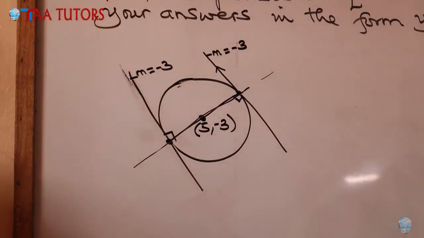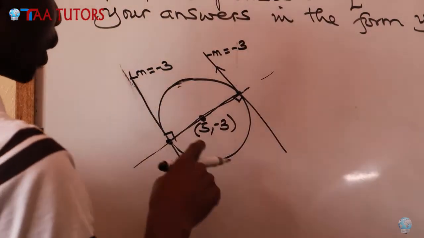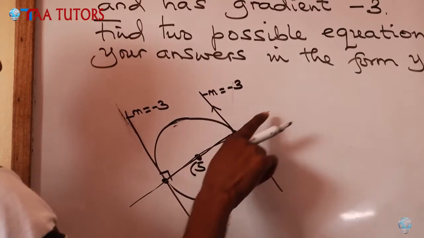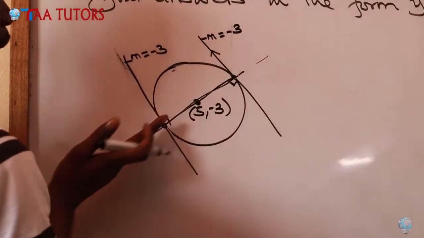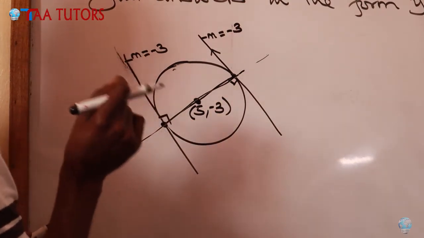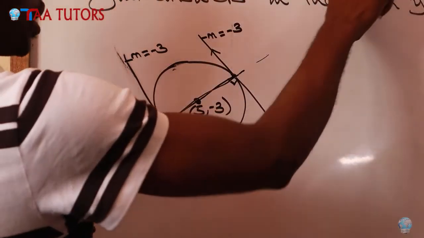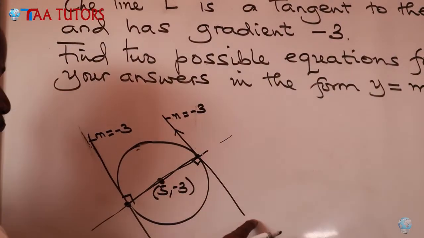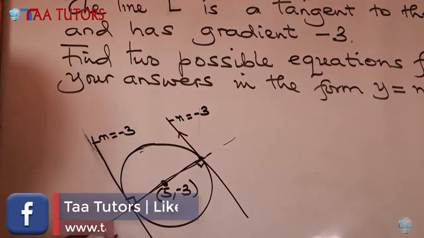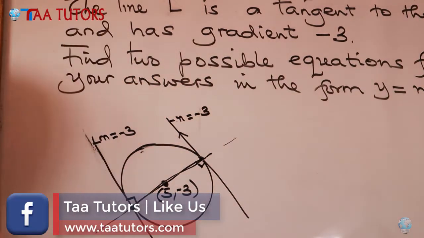So at this particular point, I'm going to get the gradient of this line, the chord. This chord here is dividing the circle into two parts. And how do I get its gradient? The gradient of the tangent is here, -3. And I know that the gradient of this tangent times the gradient of this chord will give me -1. So that's where I begin.